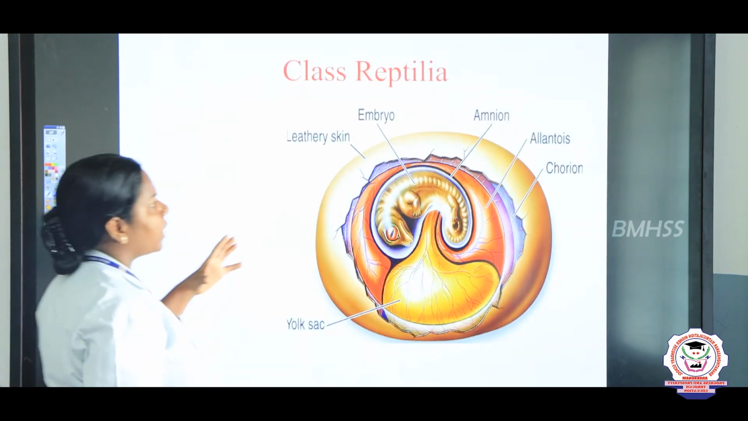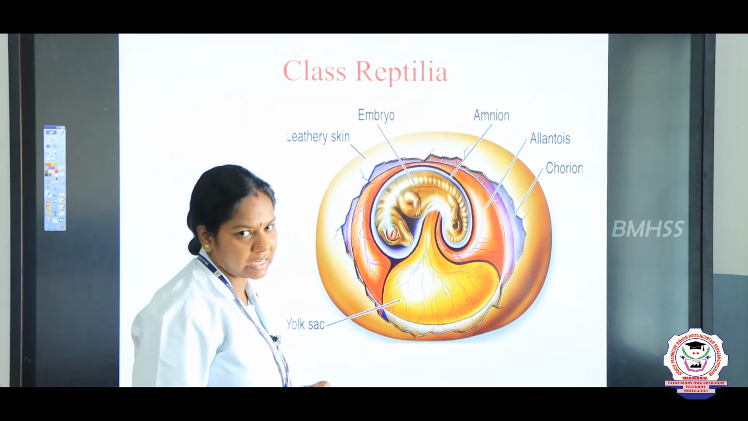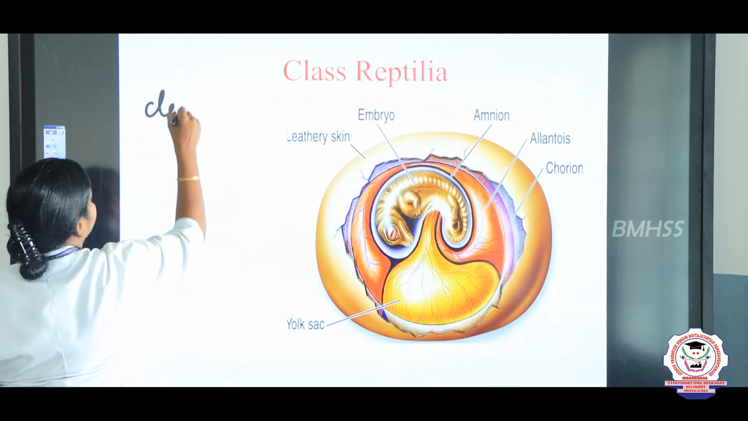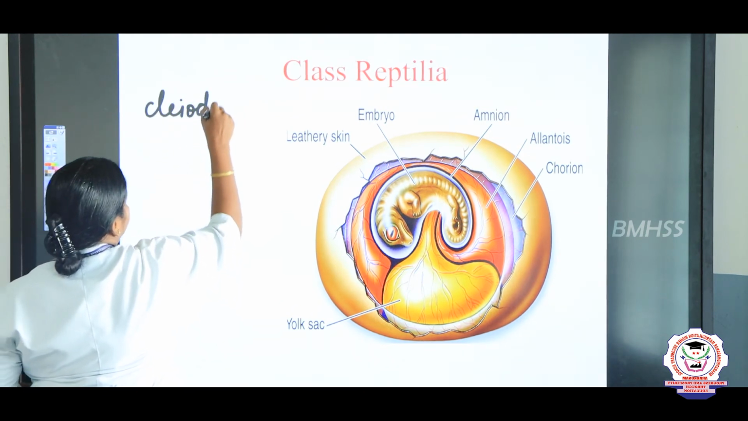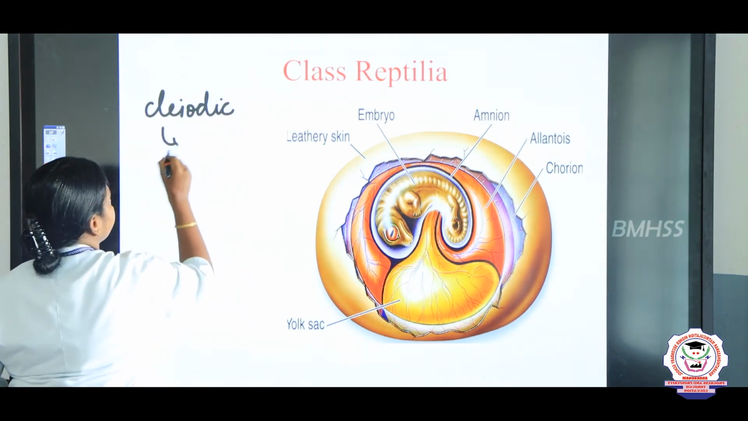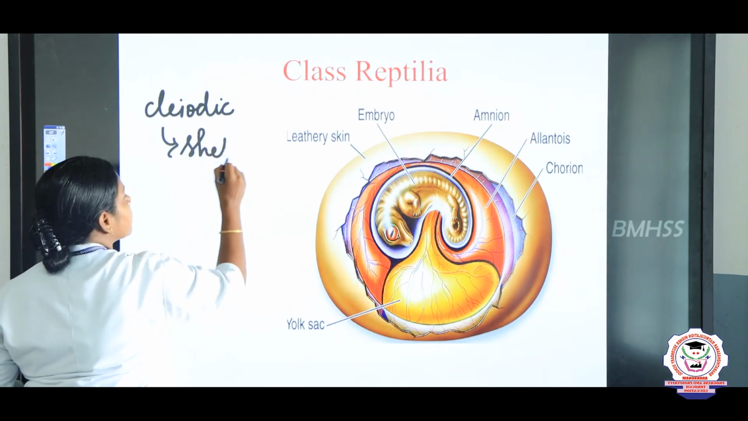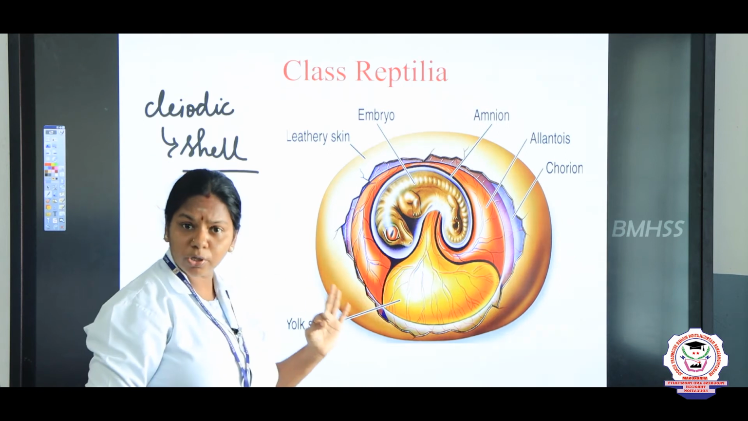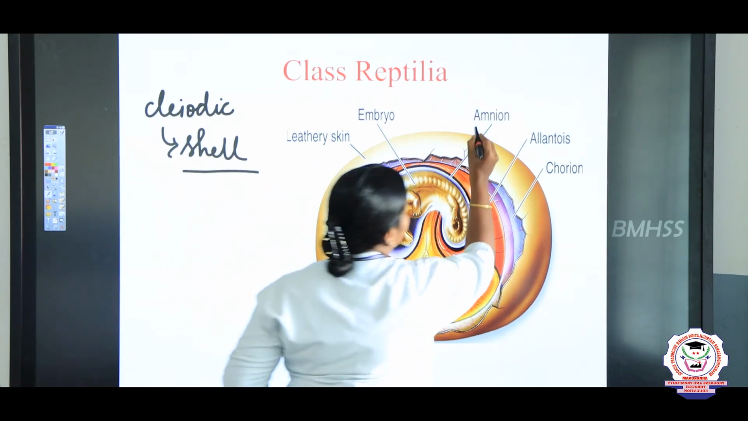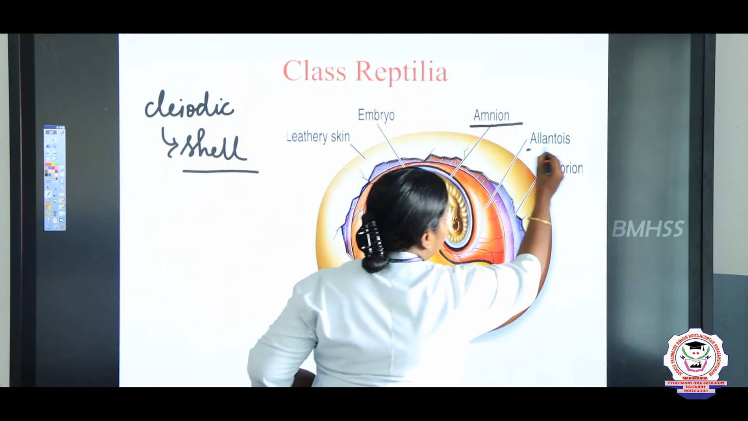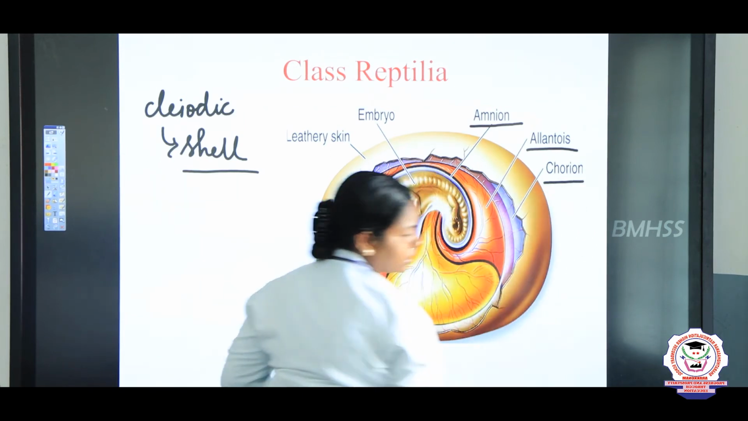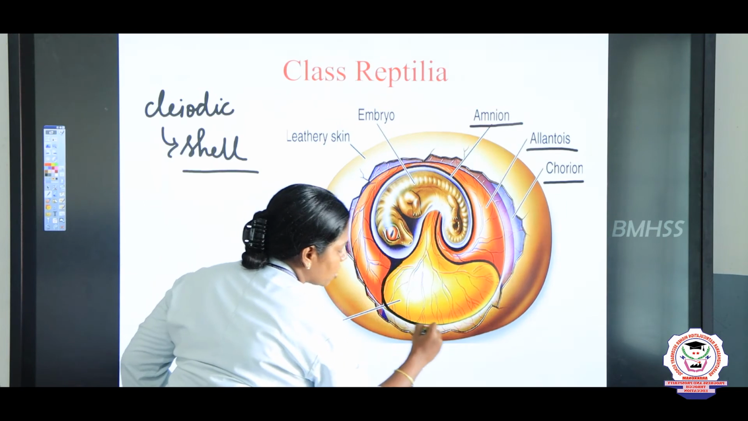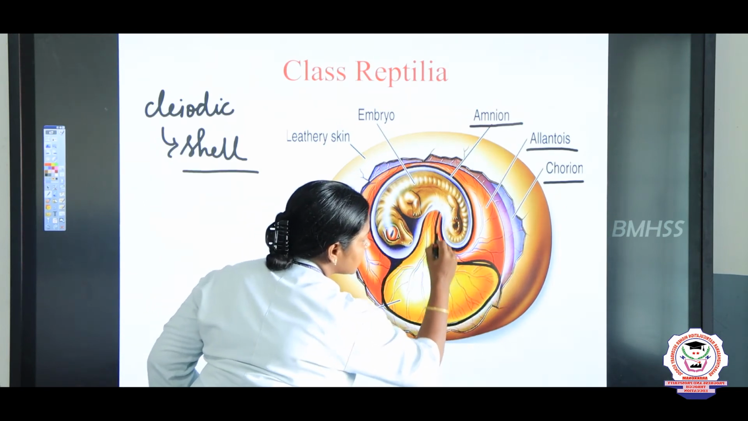And when we see the egg of reptiles, it is said to be cleidoic. What do you mean by cleidoic? Cleidoic means they possess a shell. The shell is seen and they have the extra embryonic layers. The first one is amnion, allantois and chorion, and apart from this the yolk sac is also present. So this is a yolk sac.